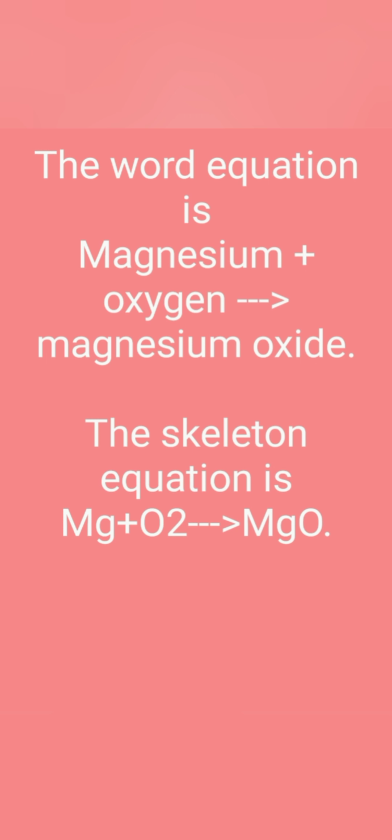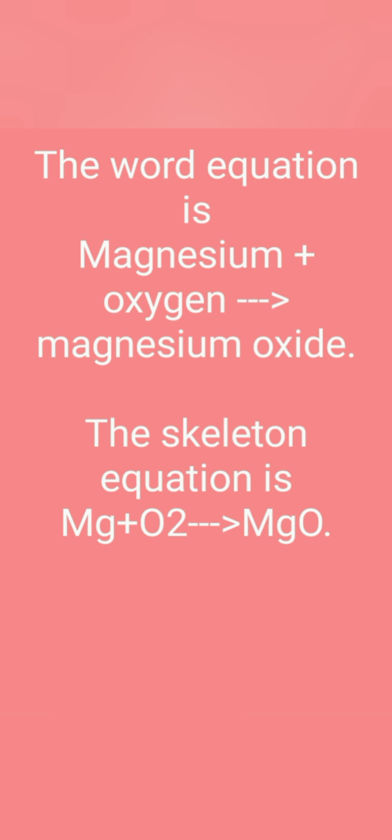Now the next topic is how to balance a chemical equation. Take a simple example, burning of magnesium in the presence of oxygen. First of all we write the word equation, that is, magnesium plus oxygen to form magnesium oxide. Now we write the skeleton equation, Mg plus O2 gives MgO.